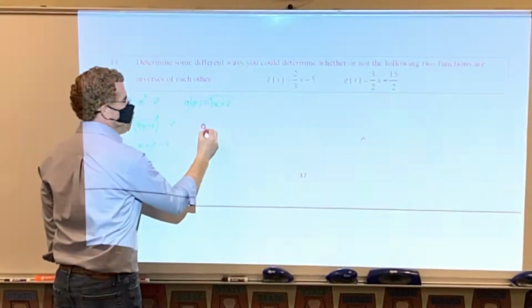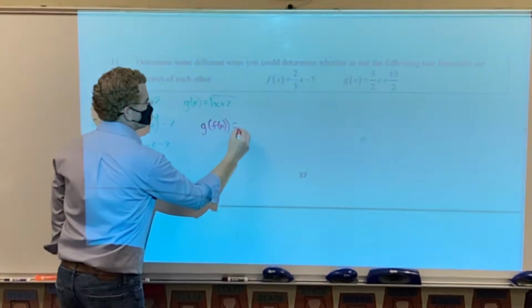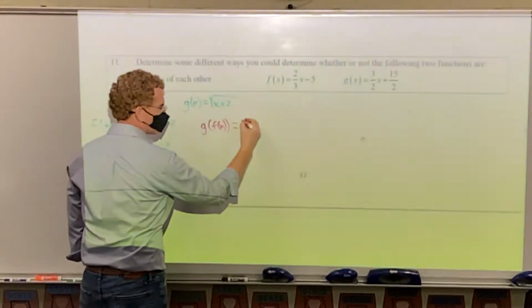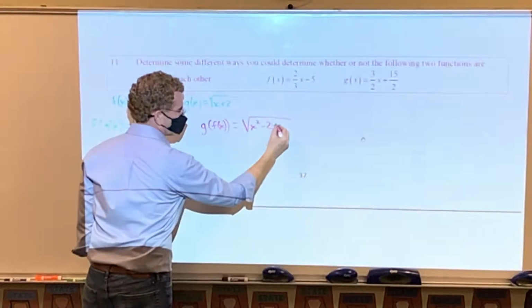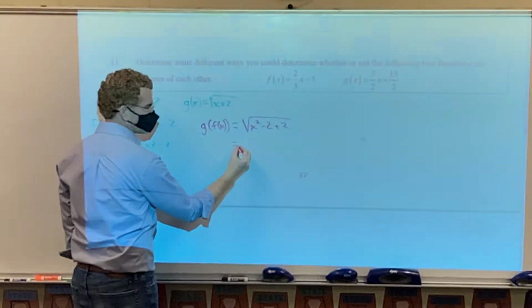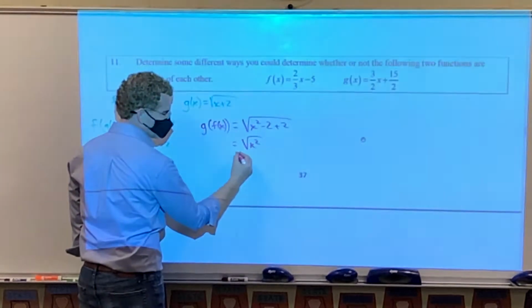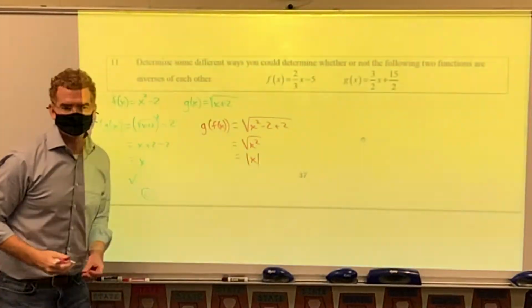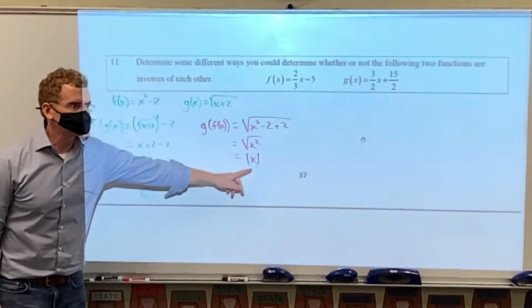g of f of x says plug that into there, and what do you get? Square root of x squared, which is absolute value of x. I don't get the same thing, do I?